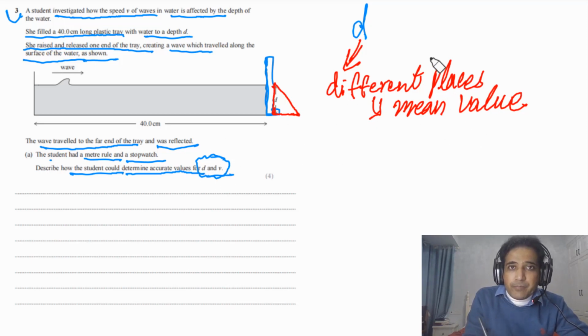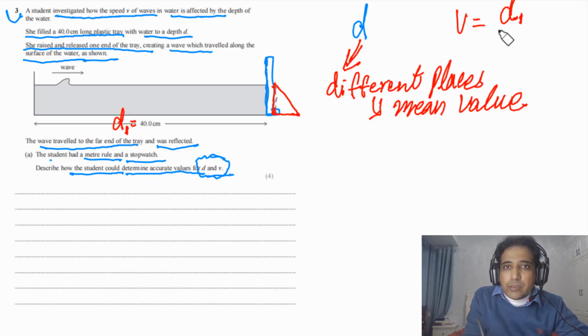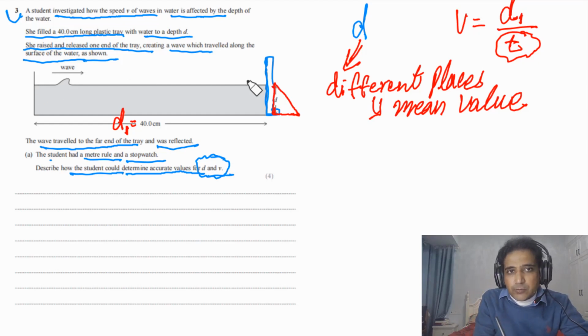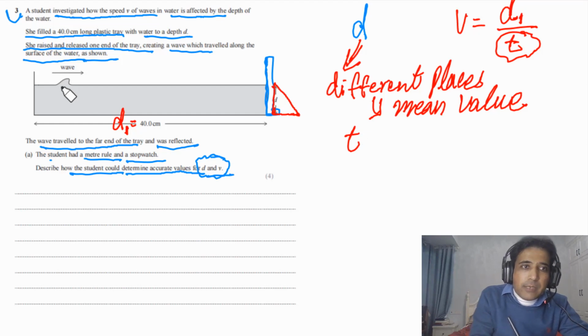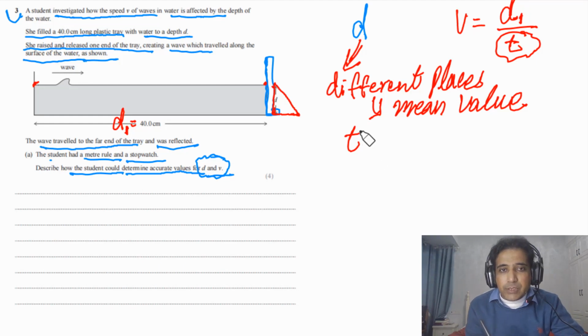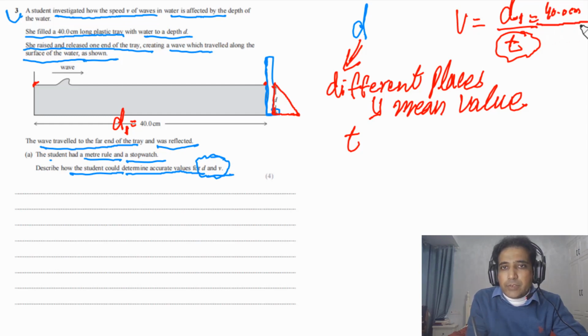We need to determine v, and for v we have this distance. The distance given to us is d, we can say this is d1, and this has to be divided by t. So for v we need to find the value of t. We can say the time taken by the wave from this end to this end will be the time. d1 in this case is 40.0 centimeters, and we can divide by time.